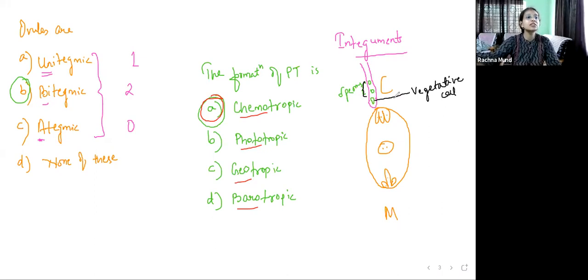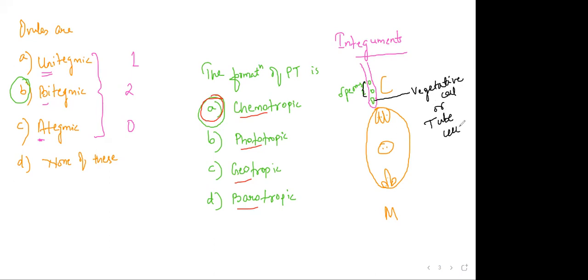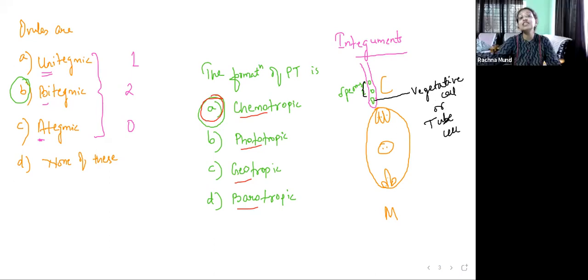So this cell is called as your vegetative cell. Other name is tube cell. Why is it named tube cell? Because it contributes in the pollen tube formation.